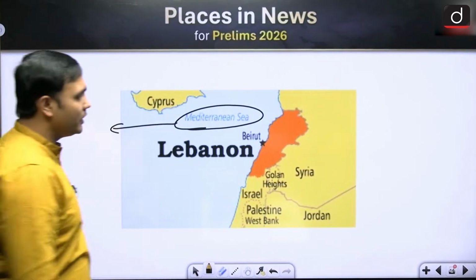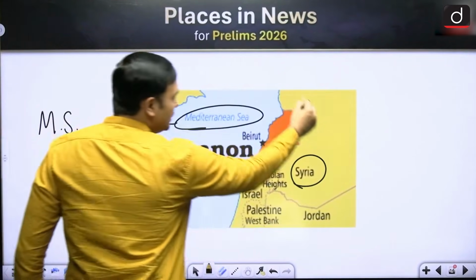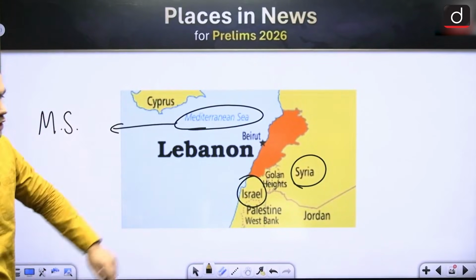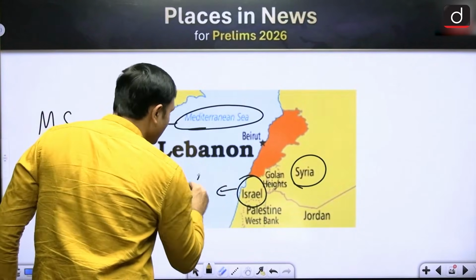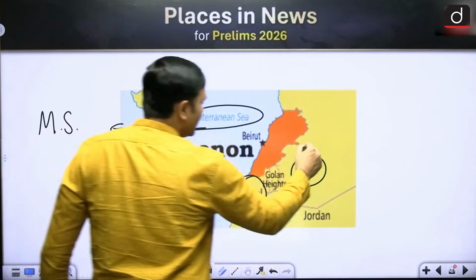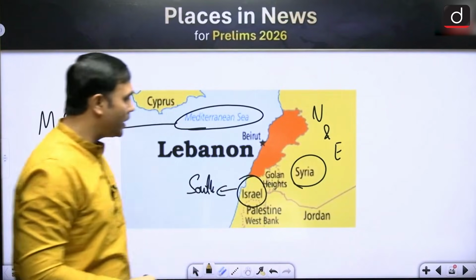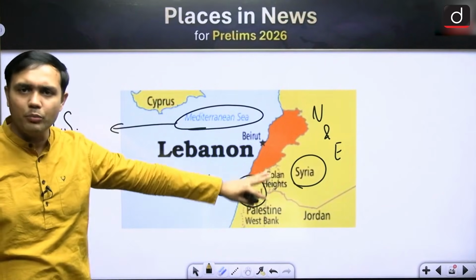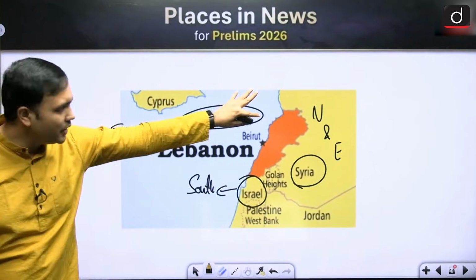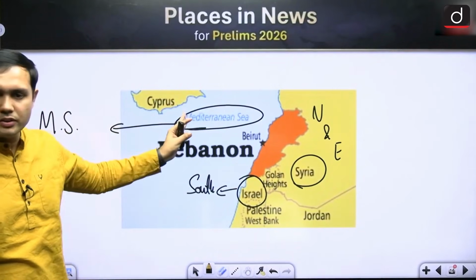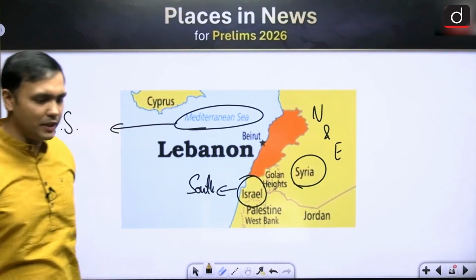It is bordering Syria on the east and north and Israel to the south. So, Israel is at the southern portion, Syria is north and eastern portion, right? It is not having any borders with any other country, right? North and east, Syria, Israel to the south, and west is with respect to Mediterranean.